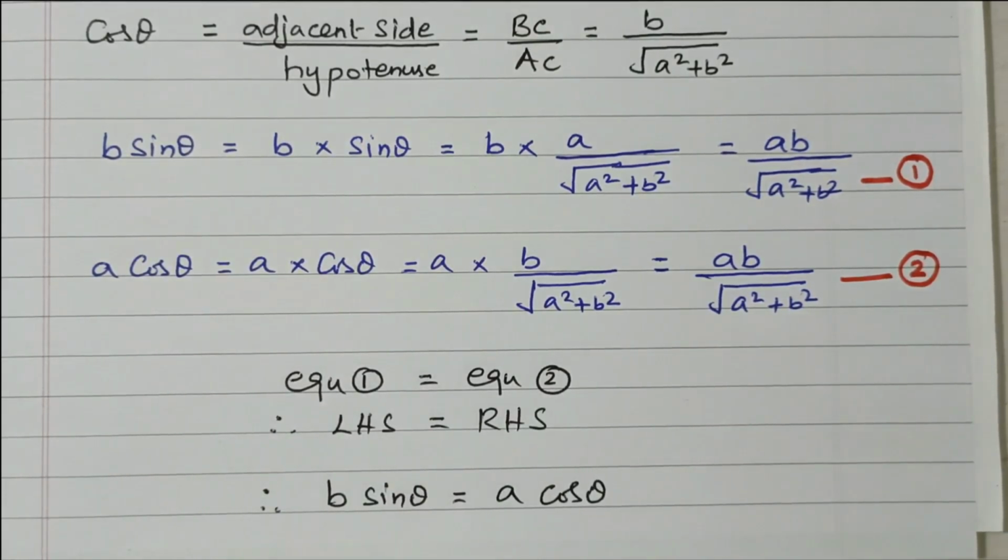So in this problem, the sin theta is given, that is nothing but opposite side by hypotenuse. Using that, we constructed the triangle. We calculated the remaining value, the adjacent side of angle theta. After that, we found the cos theta value. From that, we showed that b sin theta equals a cos theta. One side is equal, so automatically the other side will be equal, that is b sin theta equals a cos theta.